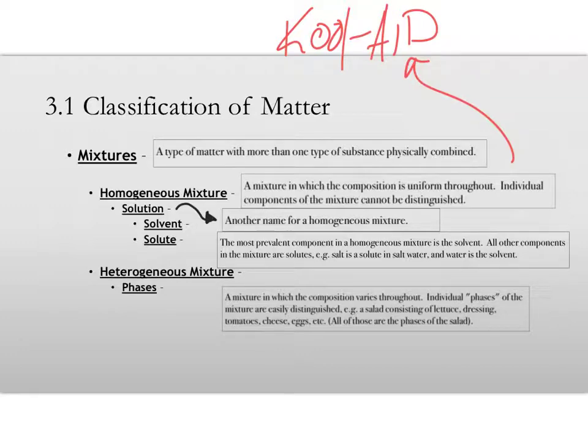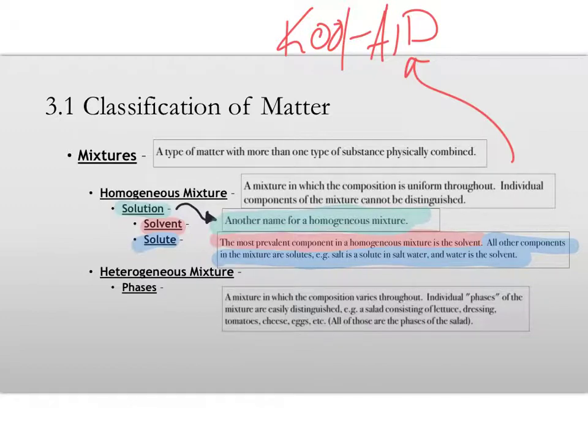Water is the main component of it, and that's what would be called the solvent, which is the most prevalent component of a homogeneous mixture. Everything else in there, the salt, the sugar, the dye, preservatives, those are going to be called solutes. And I have here the word solution. That's just another name for a homogeneous mixture. That's the way it's most commonly called.